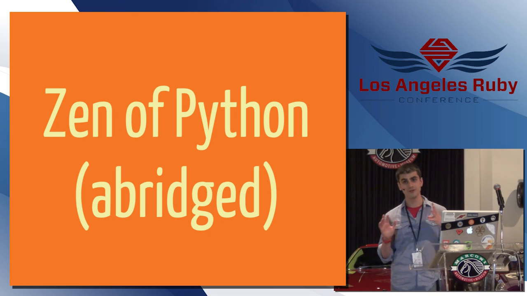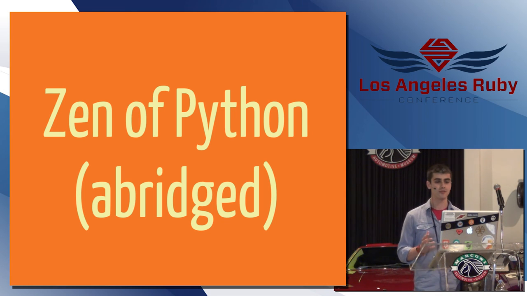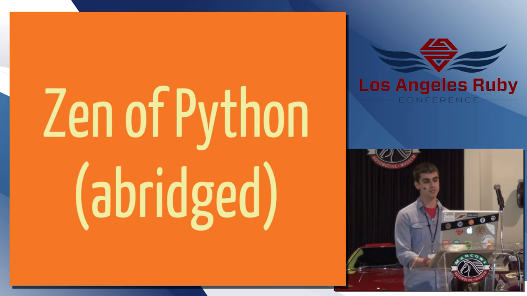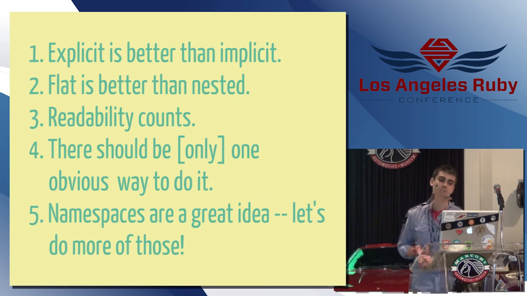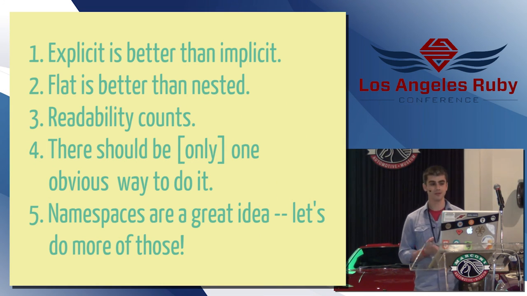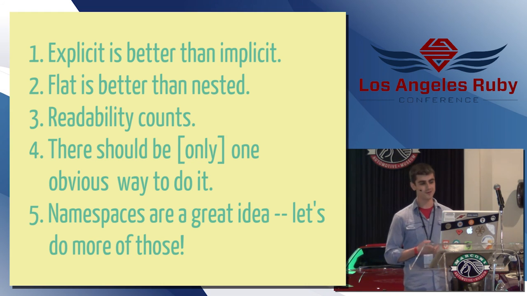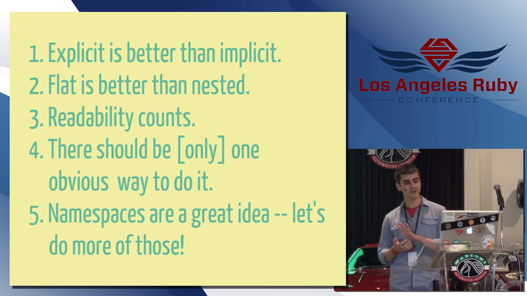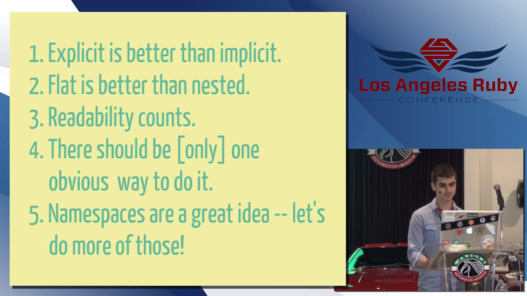Here are a few things I've extracted from the Zen of Python that I think are relevant to this presentation. One, explicit is better than implicit. Two, flat is better than nested. Three, readability counts. Four, there should be usually only one obvious way to do something. And five, namespaces are a great idea. Let's do more of those.